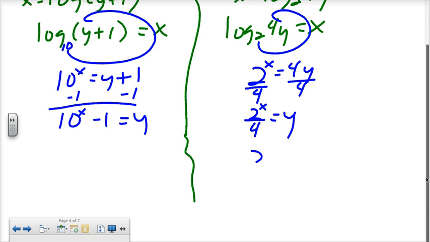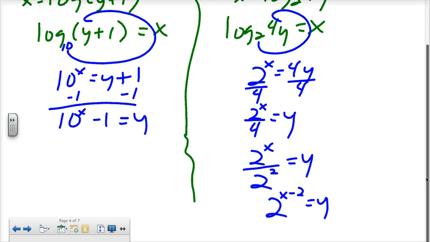Because our bases here, for both our numerator and our denominator, are going to be 2. You could just write 4 as 2 squared. And then if you have similar bases and you're dividing, you subtract exponents. So this would be 2 to the x minus 2 equals y. So that would be the correct way to go about that problem, making sure that you've covered everything that we know, as far as rules go for powers from chapter 6 and chapter 7.